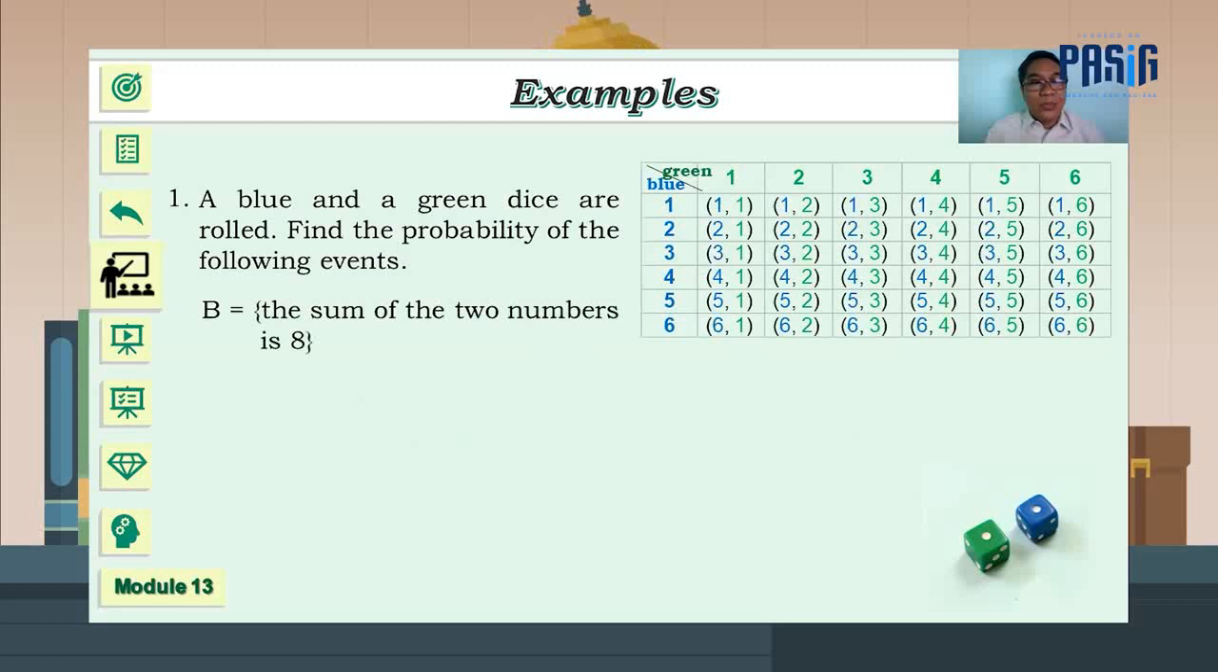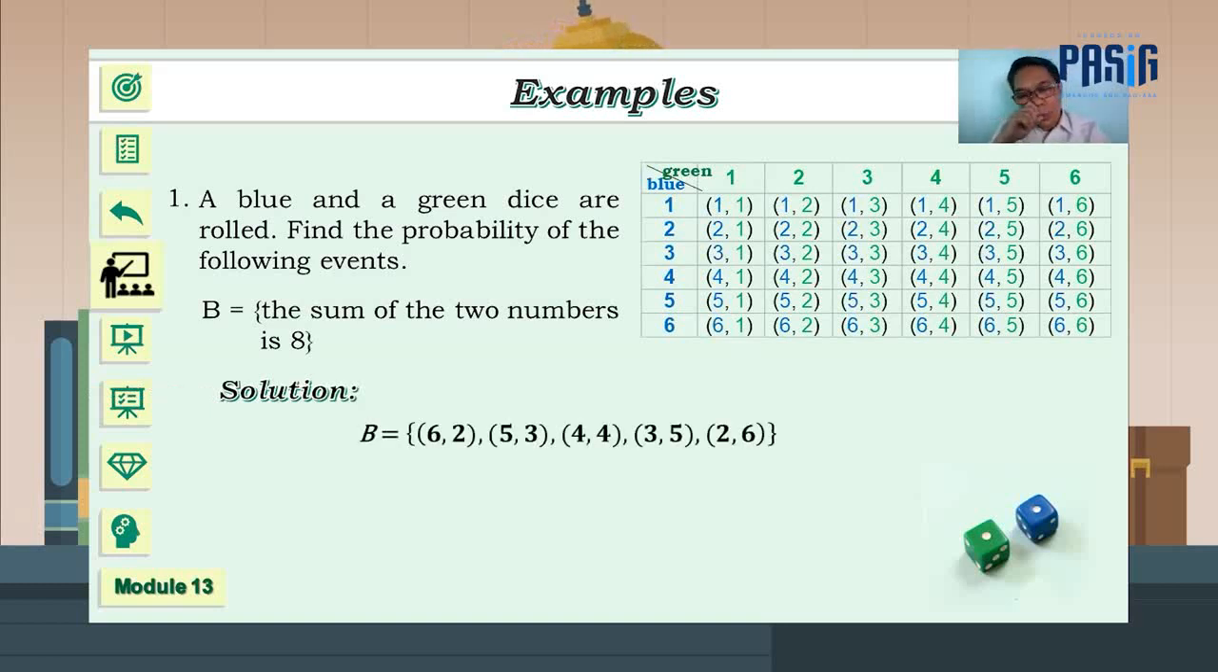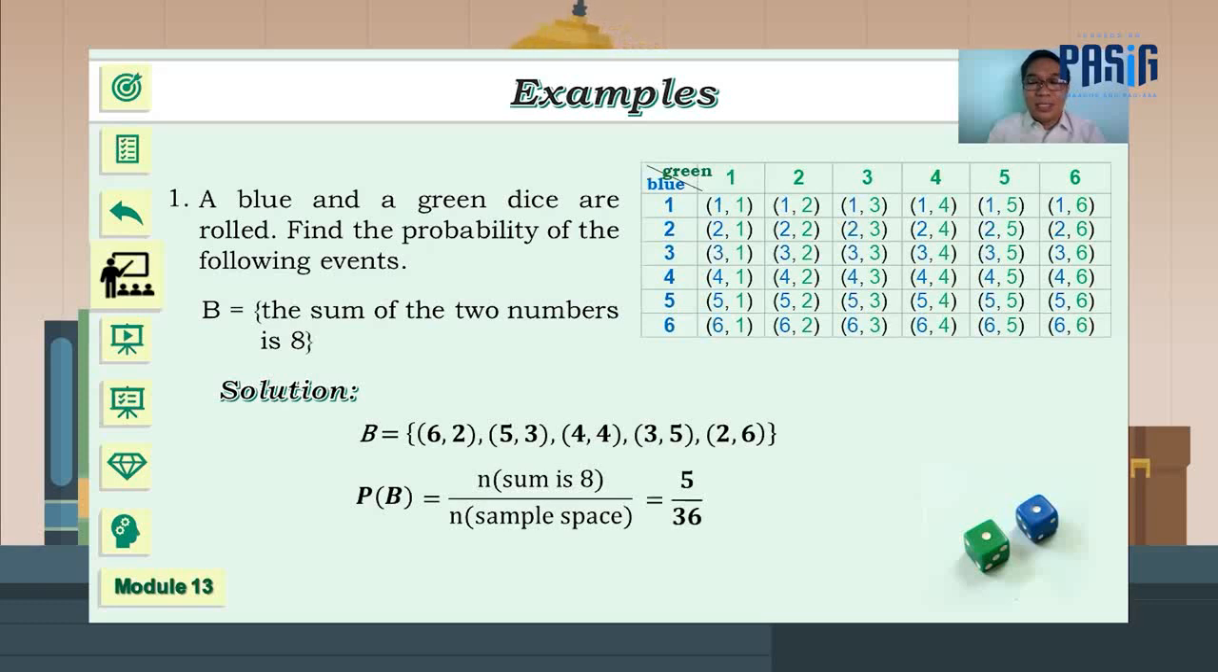Event B, the sum of the two numbers is 8. Back to the table, what are those pairs of numbers wherein the sum is 8? How many pairs do we have? 1, 2, 3, 4, 5. I'm sorry, it's 5, not 6. So we have 2,6; 3,5; 4,4; 5,3; and 6,2. That is the favorable outcomes divided by the sample space. And that is 5 over 36, and it is already in its lowest terms.